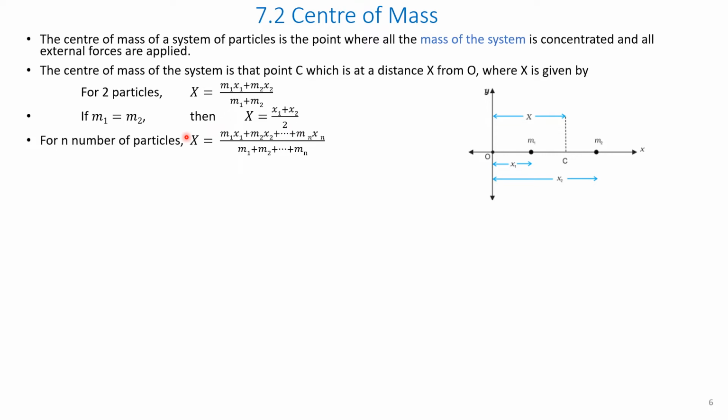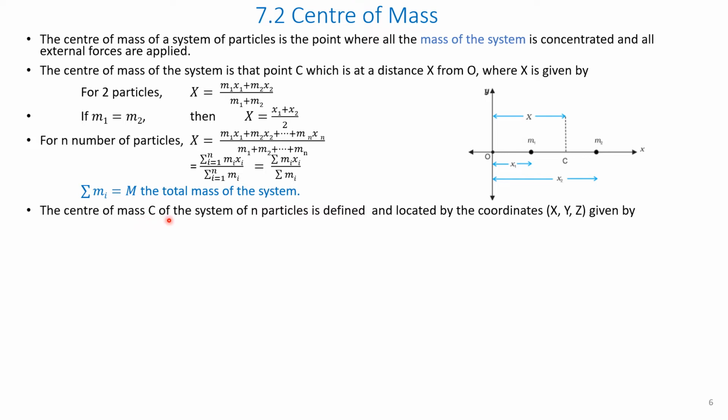Therefore, if the number of particles is increased to N instead of 2, then the equation for capital X is given by M1 X1 plus M2 X2 plus etc., up to Mn Xn, divided by M1 plus M2 plus up to Mn. This can be written as sigma i equals 1 to N of Mi Xi divided by sigma i equals 1 to N of Mi, or simply as sigma Mi Xi divided by sigma Mi, using our usual mathematical representations. Here sigma of small Mi equals total capital M, that is the total mass of the system. So the denominator here is capital M, the mass of the system itself.